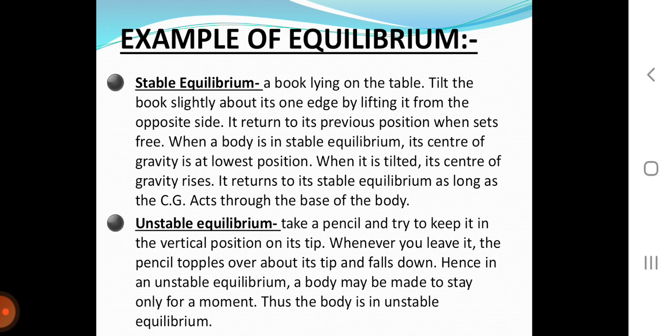Now, an example of unstable equilibrium. Take a pencil and try to keep it in the vertical position on its tip. Whenever you leave it, the pencil topples over its tip and falls down. Hence, it is an unstable equilibrium. A body may be made to stay only for a moment. Thus, the body is in unstable equilibrium.